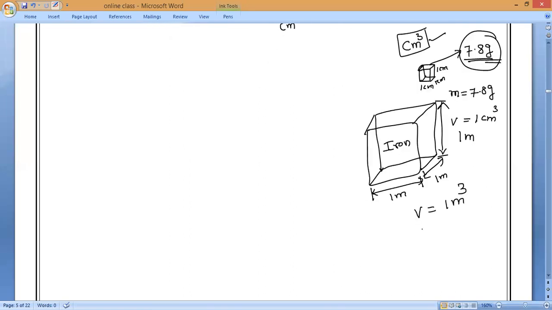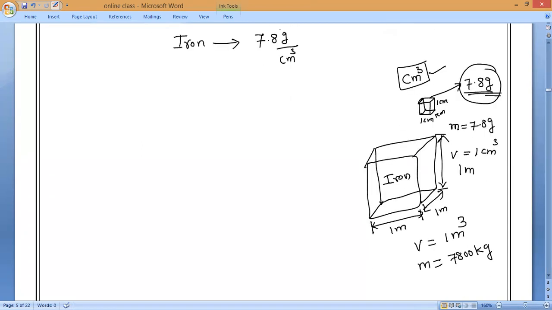Then do you know what is the mass of iron? The mass of iron will come to 7,800 kilogram. Understand? Ready? So if I take it in SI unit, what is the density of iron?